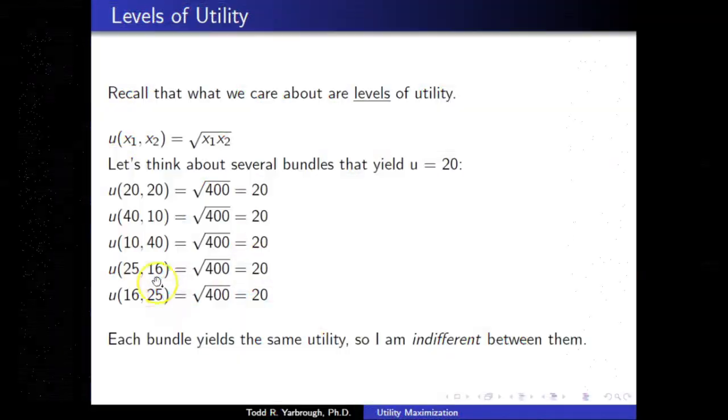certain amounts of X1 and certain amounts of X2, which yield me the same level of utility. So all of these bundles yield for me 20 units of utility. Okay. So I am indifferent between them. If you gave me these five bundles and said, pick one, pick the one that yields you the highest level of happiness, I couldn't, because I literally am indifferent between them. They all yield for me the same level of happiness.